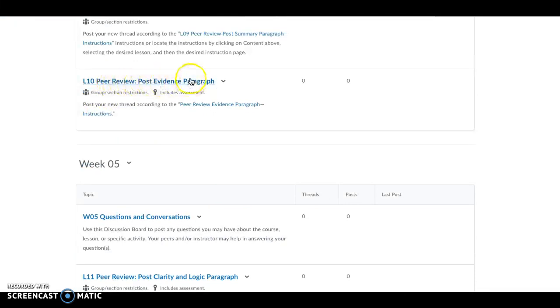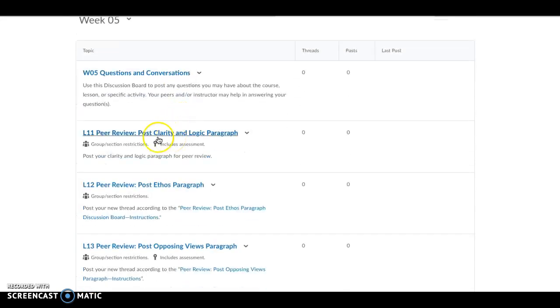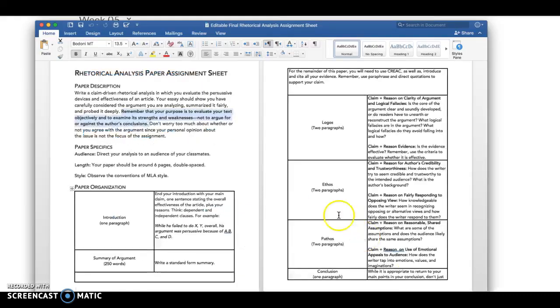So here's your first logos paragraph. It's all about the author's use of evidence. Then next week, you'll focus on clarity and logic, how clear they are, how logical. That's another logos paragraph. So if we go back to that assignment sheet, those are the two logos paragraphs, clarity and evidence, right?